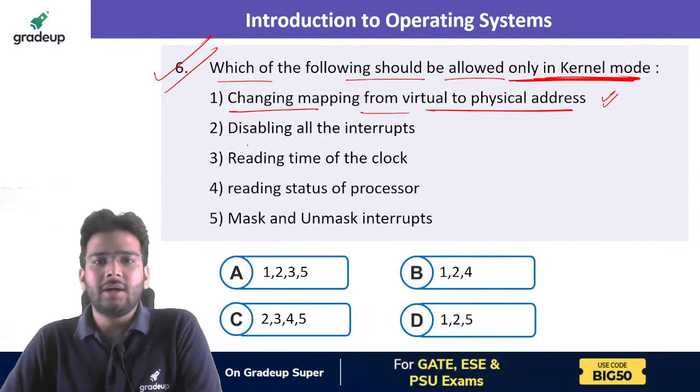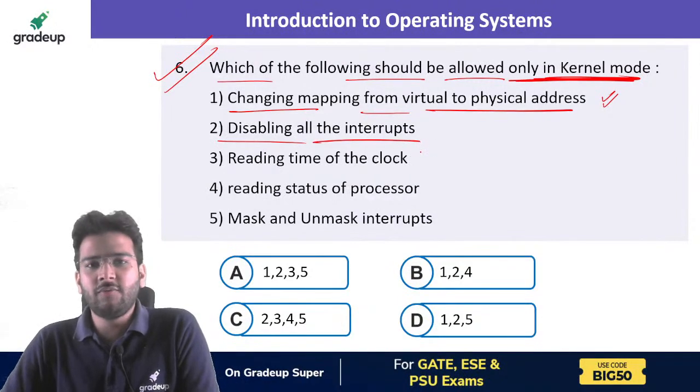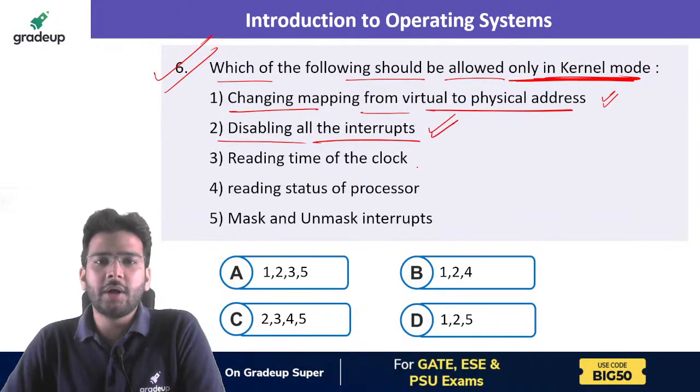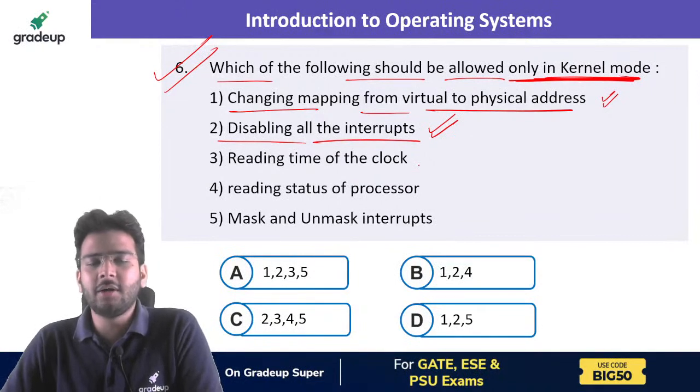Second, disabling all the interrupts. Yes, as we have seen a few questions back, disabling all the interrupts will only happen in the kernel mode. Clear? So this is also true. You are not going to allow disabling the interrupts in the user mode. Otherwise, user processes will disable all the interrupts and the operating system will not be able to block them.